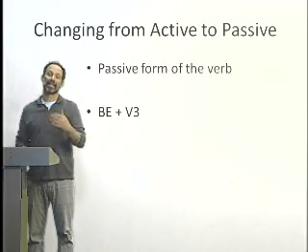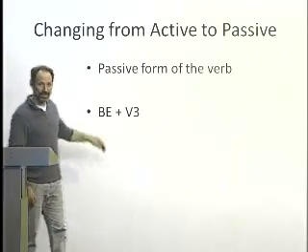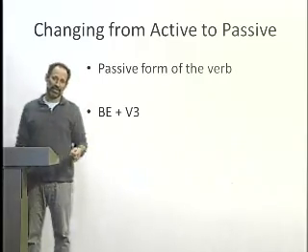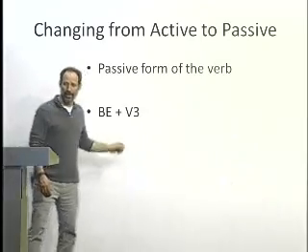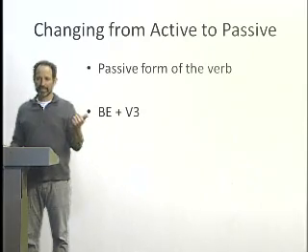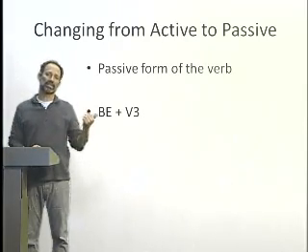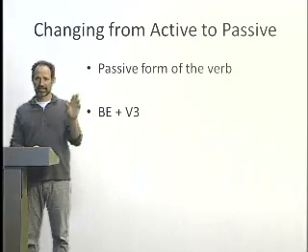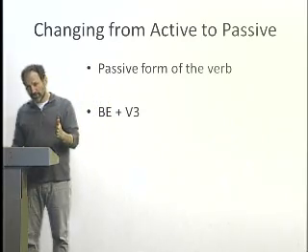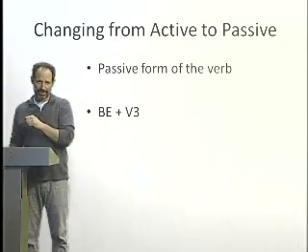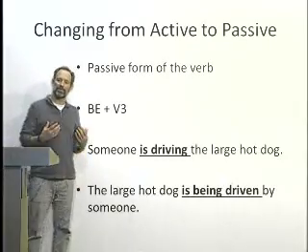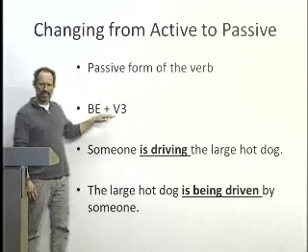So if I take a verb like eat, the V1 is eat, the V2 is ate, that's the past tense. The V3, the one we need here, the V3 is eaten. So eat, ate, eaten. Or take, took, taken. Taken is the V3. Drive, drove, driven. Driven is the V3.